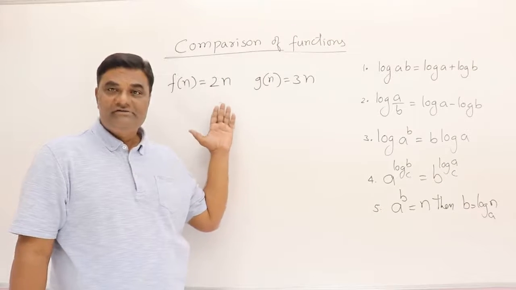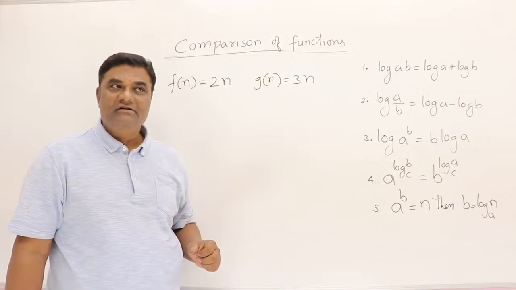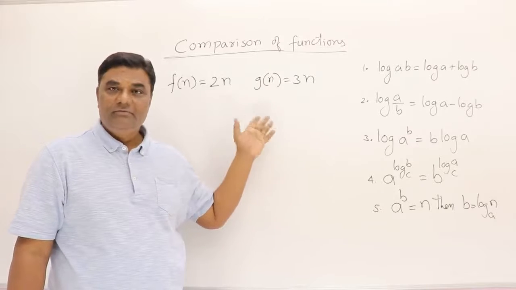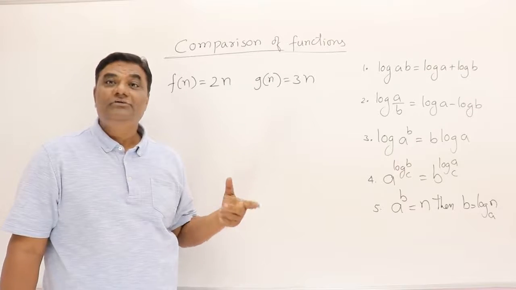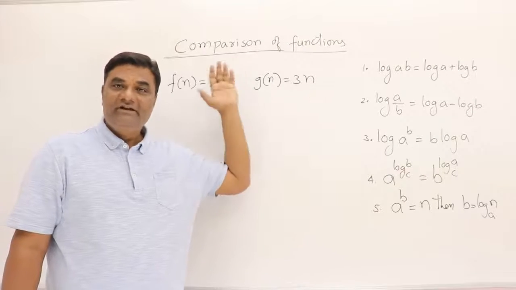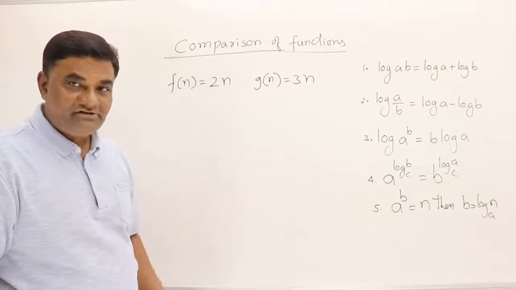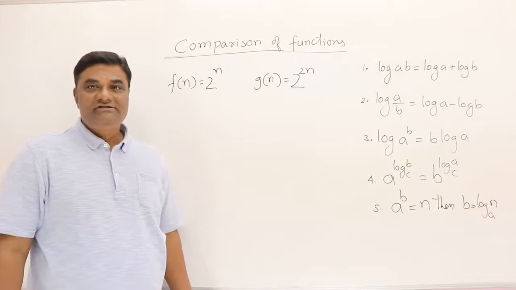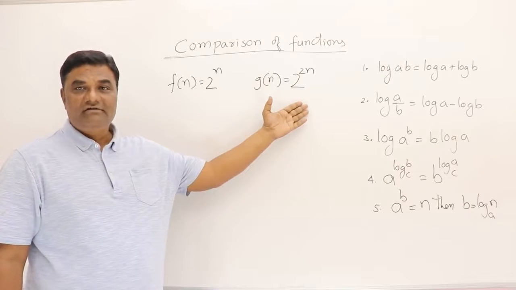F of n is 2n, g of n is 3n. Which is smaller, which is greater? Both are equal. This 2 is ignorable, 3 is ignorable when you take it asymptotically. Big O of n, or theta of n, both are same, both are equal. Both these functions are equal. Now, which function is greater? This looks smaller, this looks greater.